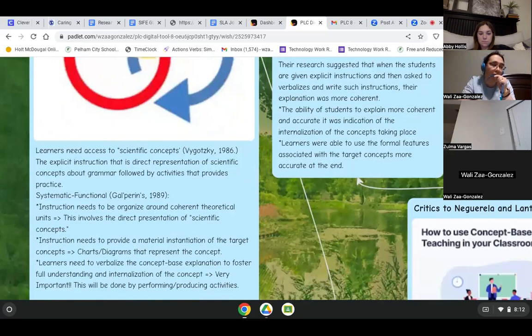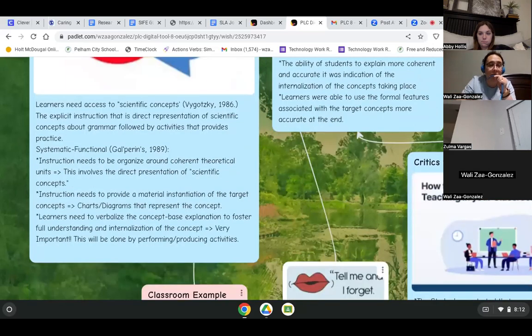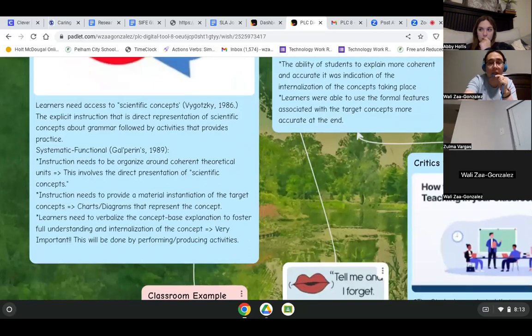Instantiation of the target concept. In other words, charts, diagrams, or something that represents the concept for the student. Also, the learners need to verbalize the concept, and this is very important. Once you give them the concept, they have to verbalize it, because only by verbalizing the concept is there going to be a full understanding and what they call the internalization of the concept. That's very, very important. And this will be done by performing or producing different activities.